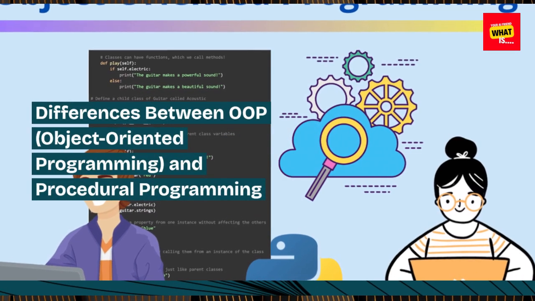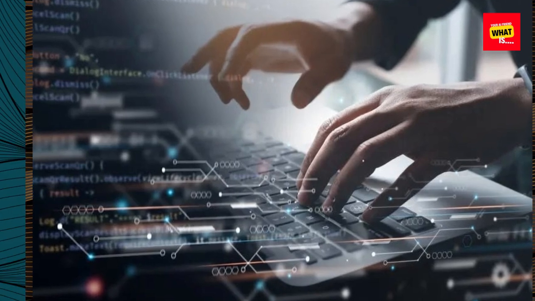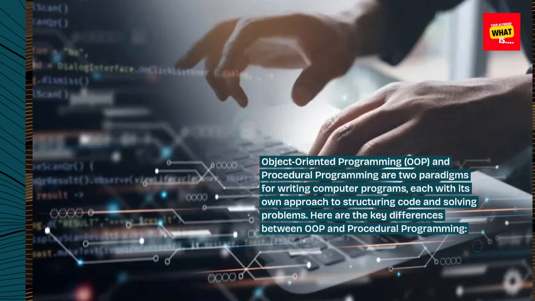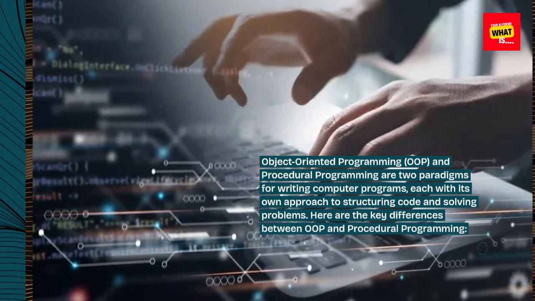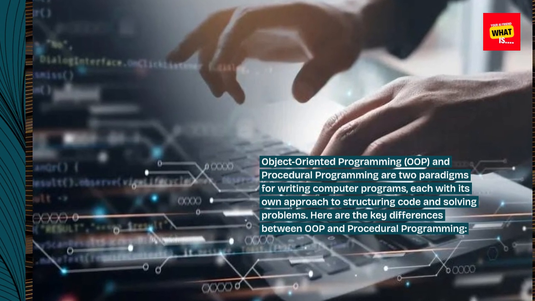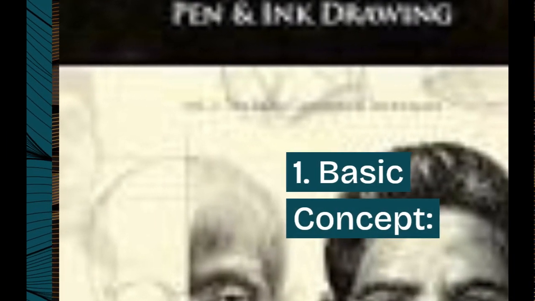Differences between OOP, object-oriented programming, and procedural programming. Object-oriented programming, OOP, and procedural programming are two paradigms for writing computer programs, each with its own approach to structuring code and solving problems. Here are the key differences between OOP and procedural programming. 1. Basic concept.